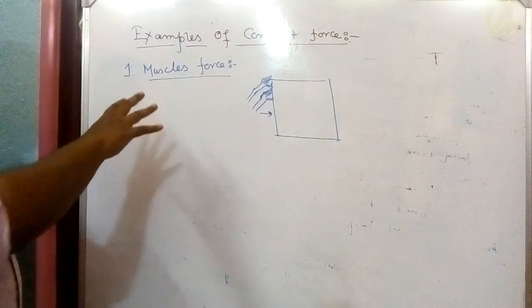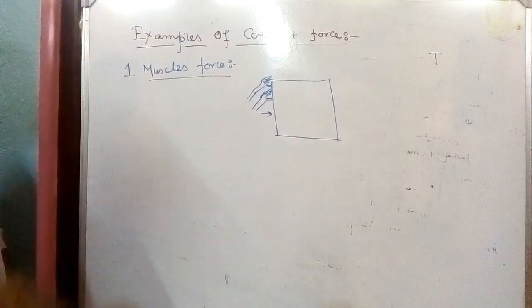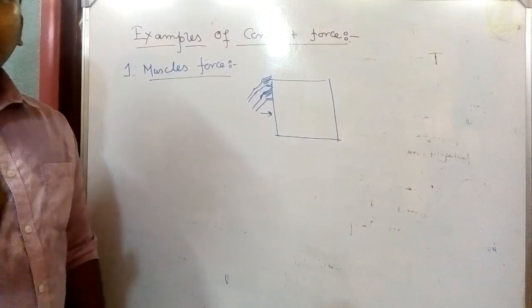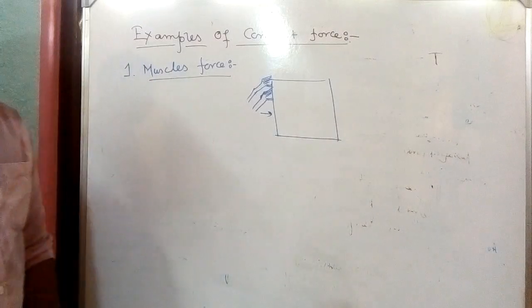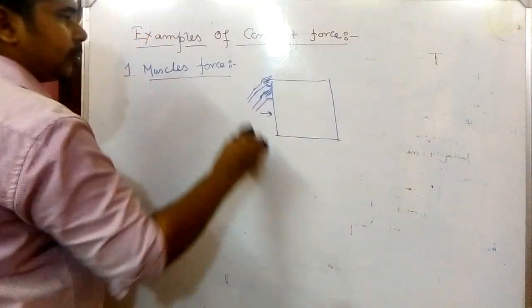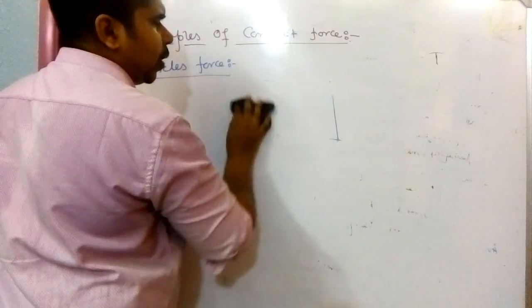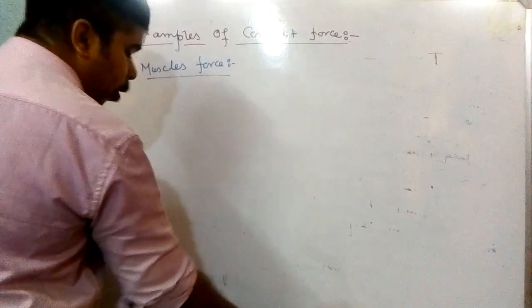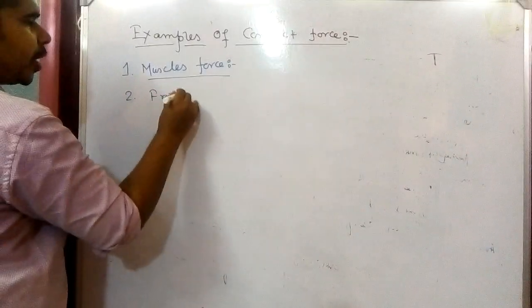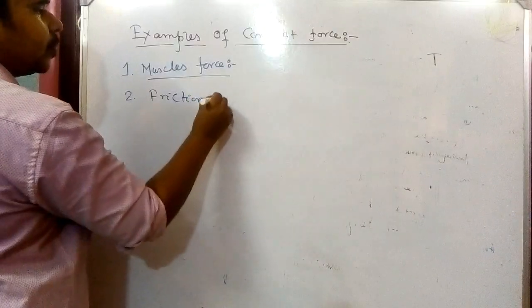So muscle force is such a kind of force where you have to apply it by touching the body. That is one kind of force which is a contact force. Coming to the next one, which is very, very common, number 2, that is known as frictional force.